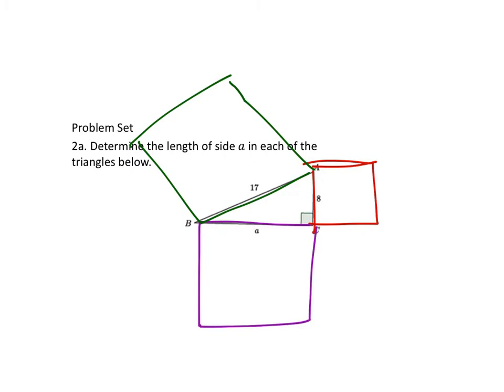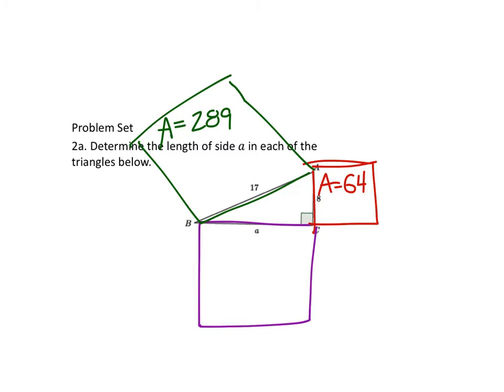Now I know the red square plus the purple square will give me the area of the green square. So if I wanted the area of the green square, which we can find, because we have the side length, 17 times 17 is 289. And then the red square, I know its side length, so I can find its area also. 8 times 8 would be 64 square units.